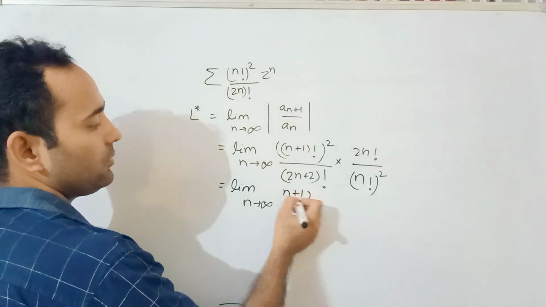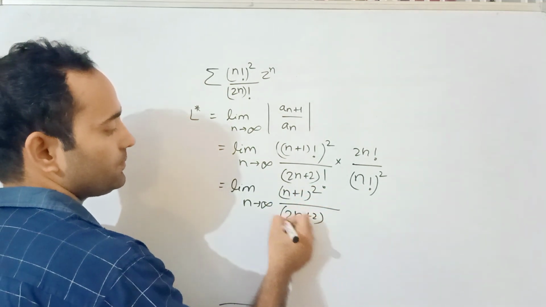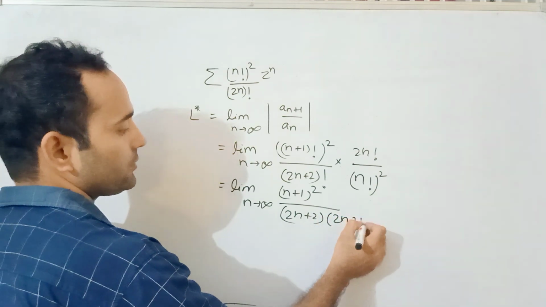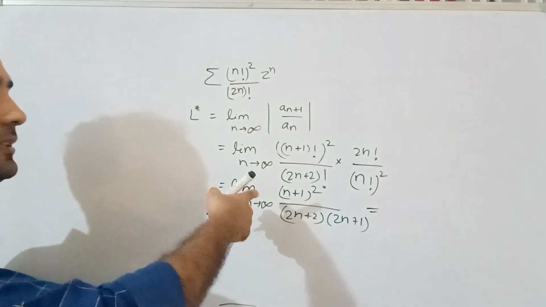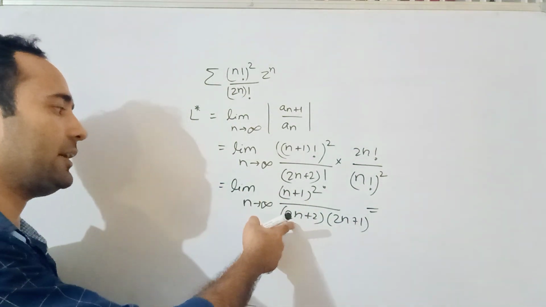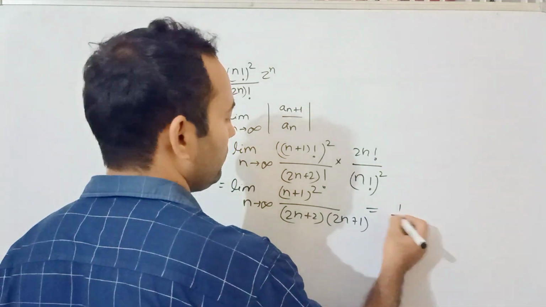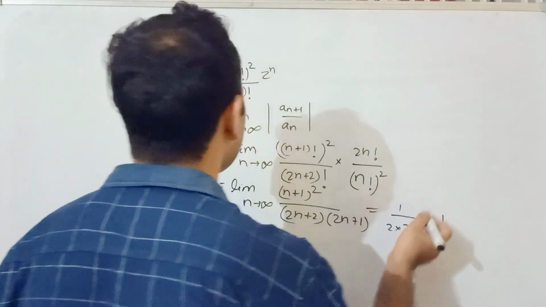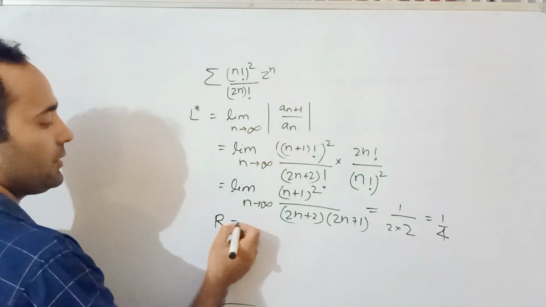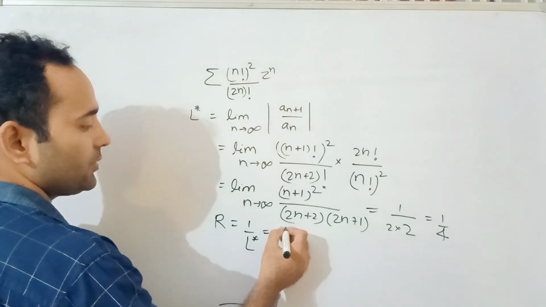You will be left with this, and here 2n plus 2 into 2n plus 1 into factorial 2n, that will be cancelled out there. Just take n square common from the numerator and n square common from the denominator. What will be the value? 1 by 2 into 2, 1 by 4. So L star is 1 by 4. What would be the radius of convergence? 1 by L star, that would be 1 upon 1 by 4, that is 4.